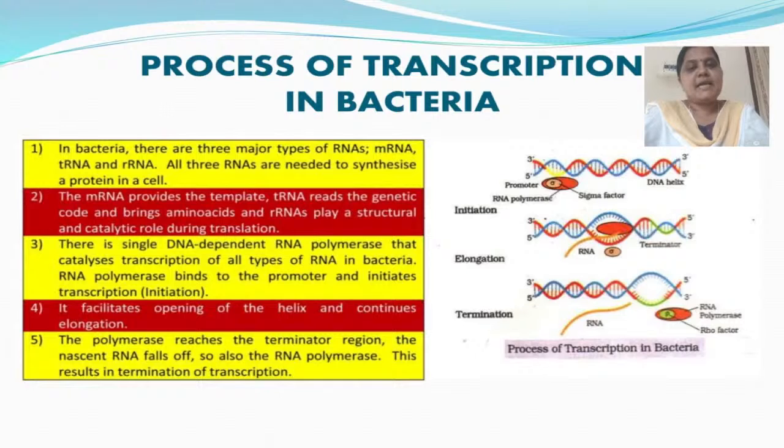This RNA polymerase binds to the promoter and initiates transcription. See in the diagram of the process of transcription: the promoter, RNA polymerase, sigma factor, and DNA helix. There are three stages: initiation, elongation, and termination.